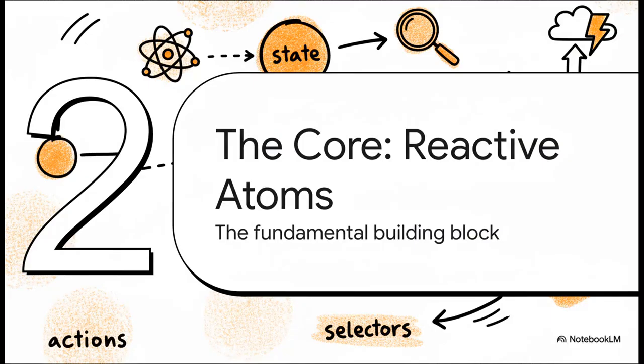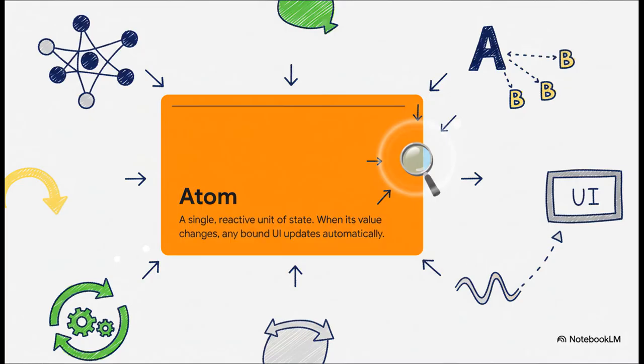Okay, now let's talk about the absolute heart of Flet ASP. This is the fundamental piece that everything, and I mean everything, is built on. Let's talk about the atom. So an atom is the smallest possible piece of state. Think of it as the single source of truth for just one value. It could be the number in a counter, a user's name, or whether a checkbox is ticked. And here's the magic. Whenever that value changes, any UI element you've connected to it just reacts.